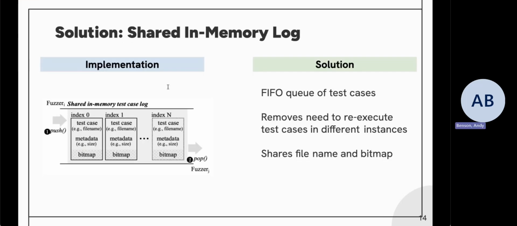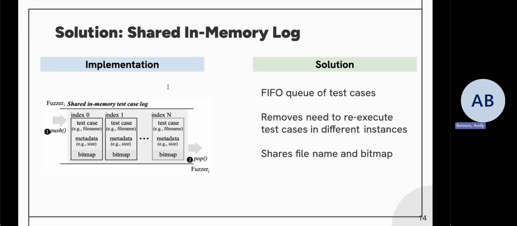So their solution was the shared in-memory log. So these changes were done with a master test case log that can be accessed by other fuzzing instances as a slave. And this test case log is a circular queue that only the master can add to, and each slave has its own tail marker as the test cases are, quote, synced to each fuzzing instance. So to add new interesting test cases, a fuzzer can push the test case so that the queue contains the file name and the bitmap for that test case.